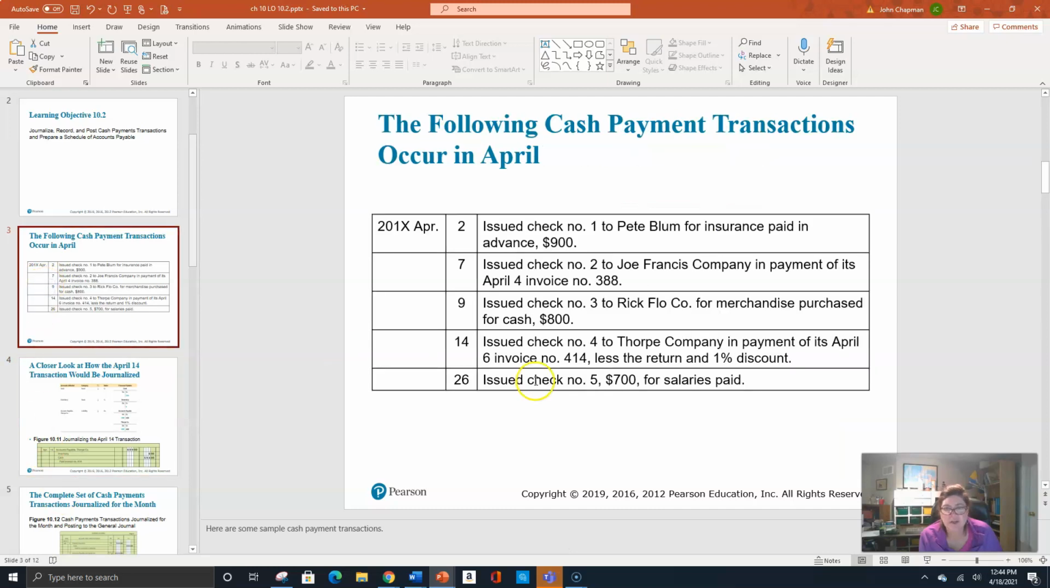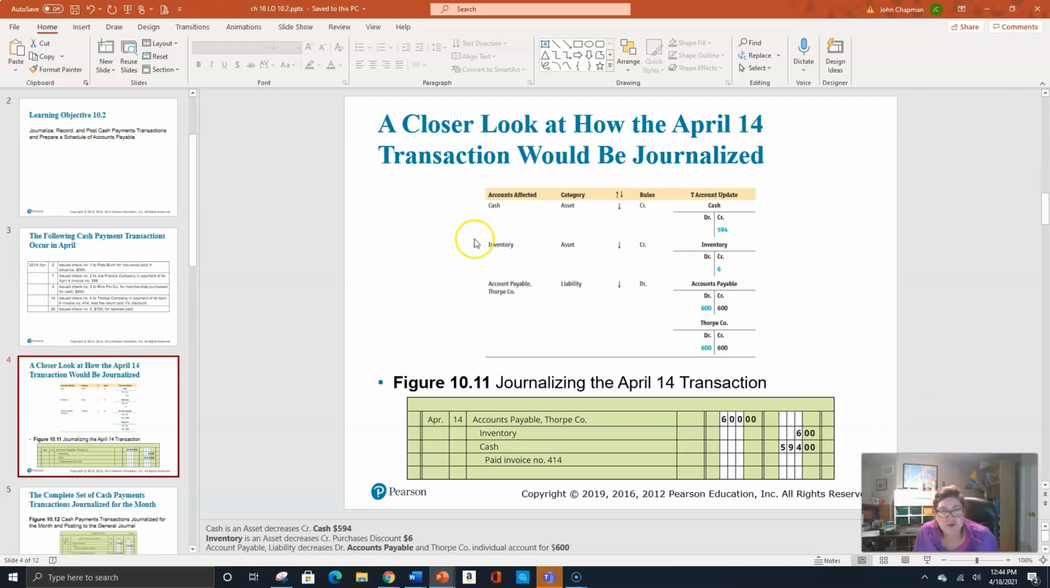So going back here, April 14th, issued check number 4 to Thorpe Company in payment of its April 6th invoice, less the return and a 1% discount. So in the last example, if it was paid within 10 days, it got a 1% discount. So we're going to be taking advantage of that. So we're going to be paying cash.